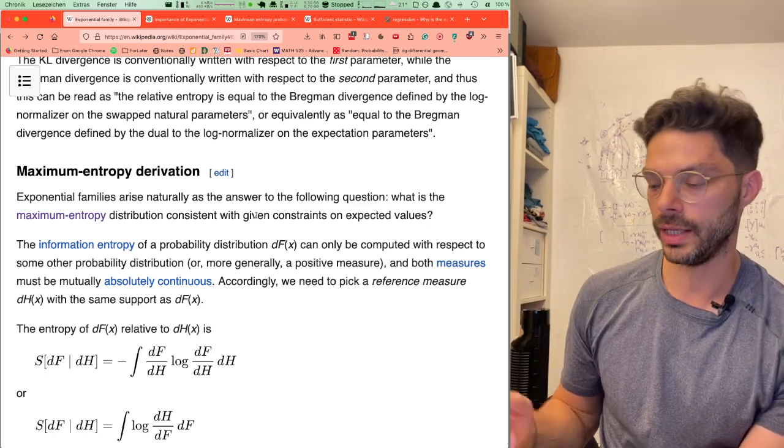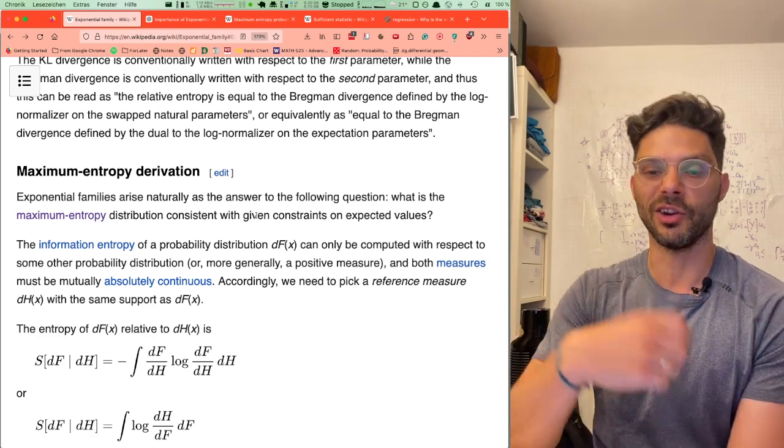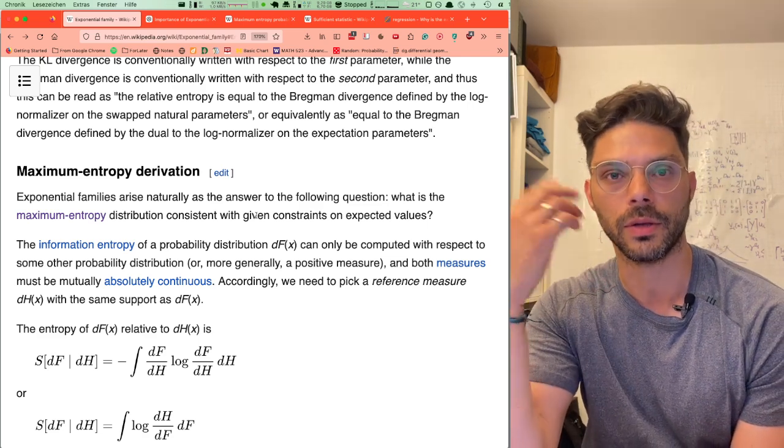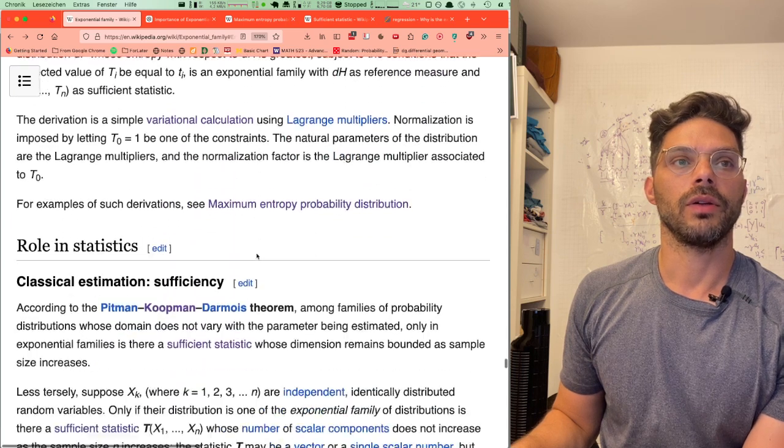So generally, these exponential family distributions can be defined as maximum entropy distributions under some constraints. And when we look at the transcript with ChatGPT, we'll talk about why that's important. Yeah, this is just not very useful there.